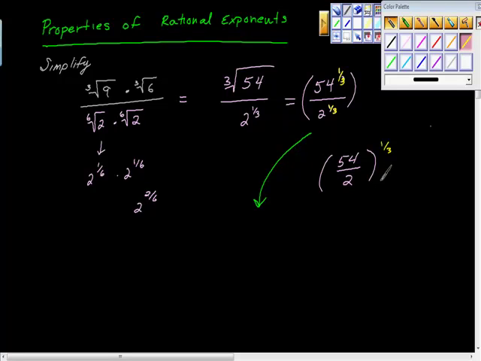If we had started here, wouldn't you have distributed, right? Wouldn't you have done this? Wouldn't you have distributed this exponent to here and then to here?